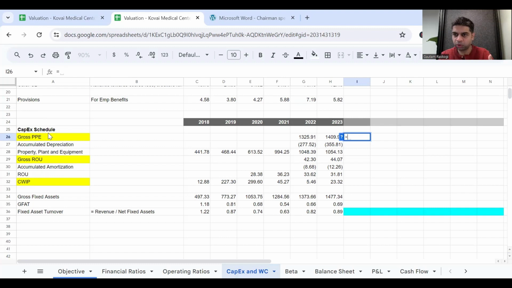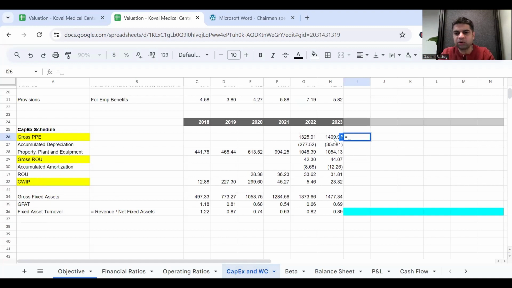So gross PPE, in all the future years in my modeling, would constitute the gross PP itself, the gross ROU, which is the right of use asset, and then CWIP, which is the capital work in progress. Capital work in progress is basically capital which is deployed for any building or anything which is under construction. Once that building is constructed, in the subsequent period, that component of CWIP moves over to the gross PPE section. So that's what CWIP is.